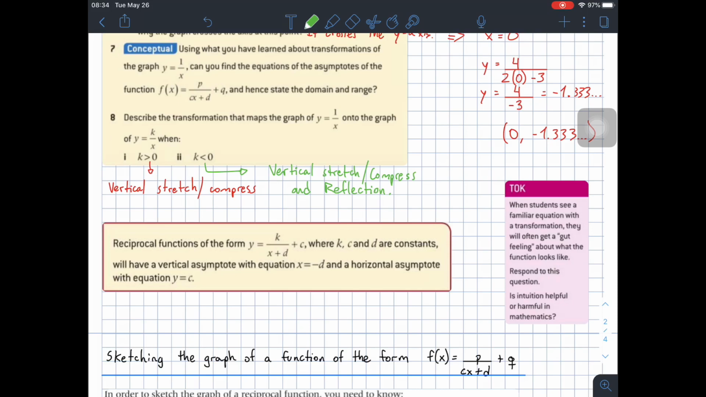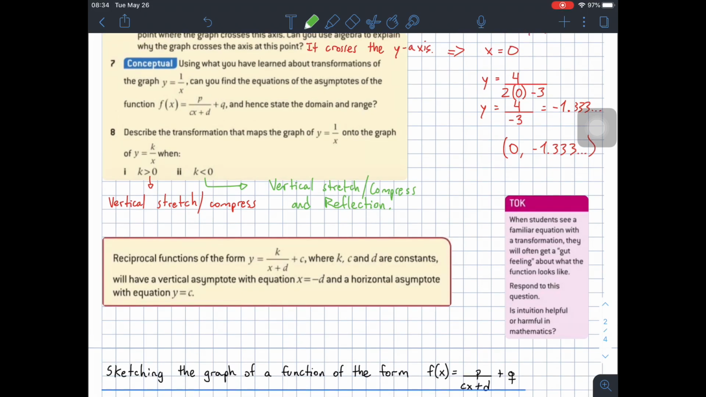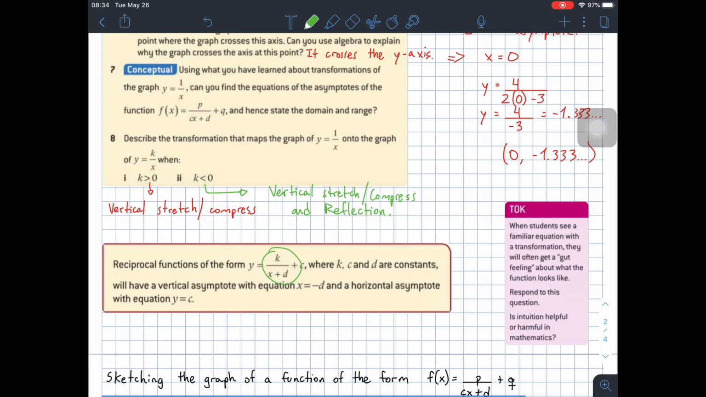Okay, finally, to summarize this, it says reciprocal functions of the form y equals k over x plus d, plus c, where k, c, and d are constants, will have a vertical asymptote with equation x equals negative d, because we're setting the denominator to 0, right? So it's x equals negative d, and a horizontal asymptote with equation y equals c, which is exactly this value over here. Okay, so that's the rule. The vertical asymptote is found by setting the denominator to 0, and the horizontal asymptote is found by looking at the value that causes a vertical shift, right?